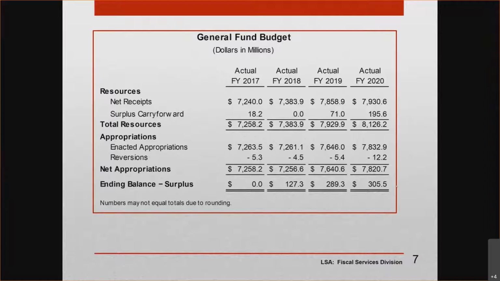So you can compare that to 4 years ago, where we ended the fiscal year in 2017 with a deficit that had to be corrected. So the ending balance was zero, and since then the surplus has been increasing, which is a good thing.